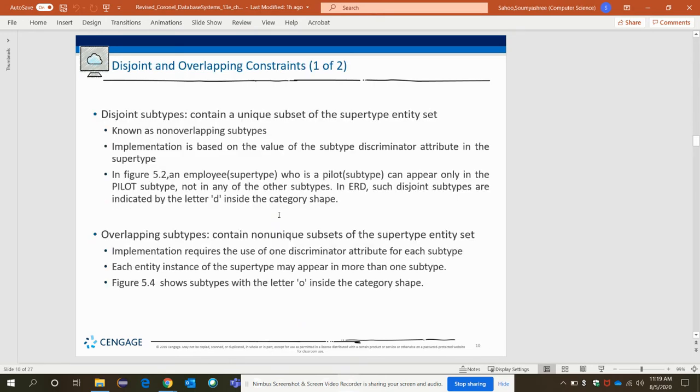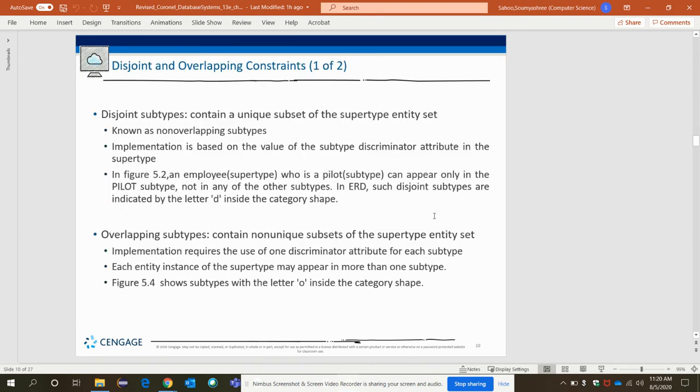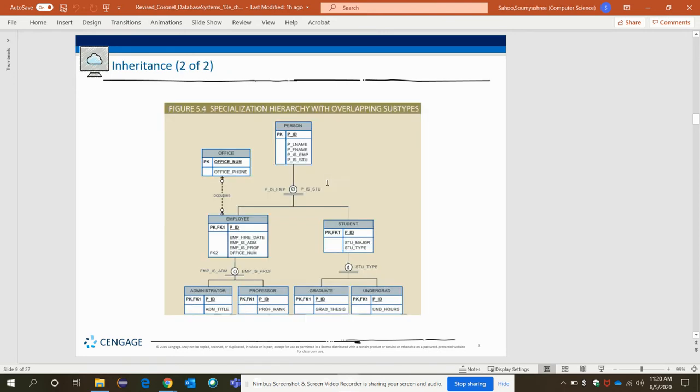Next, after subtype discriminator, we have disjoint and overlapping constraints. I just told you about some of the disjoint types and overlapping subtypes in this picture with the O and the D signification. So let's see what these are. Disjoint subtypes, also known as non-overlapping subtypes, are subtypes that contain unique subset of the supertype entity set. So here this is the case, the right hand side from student, graduate and undergrad.